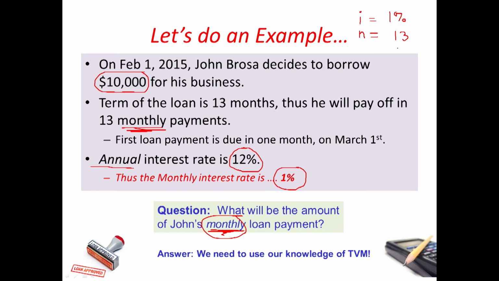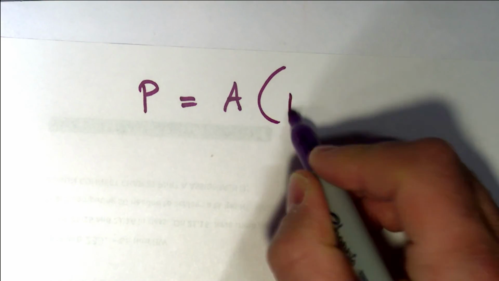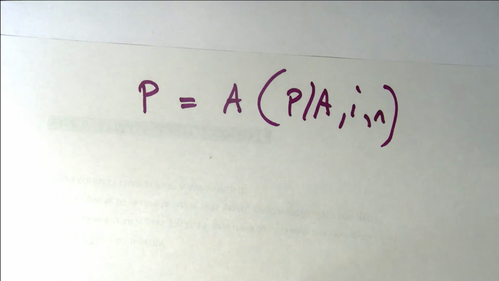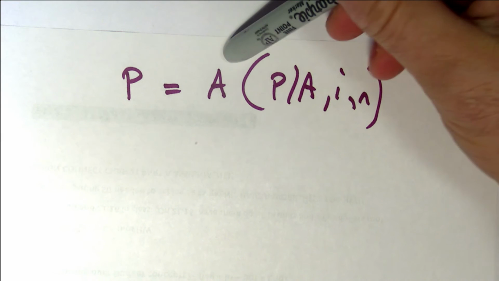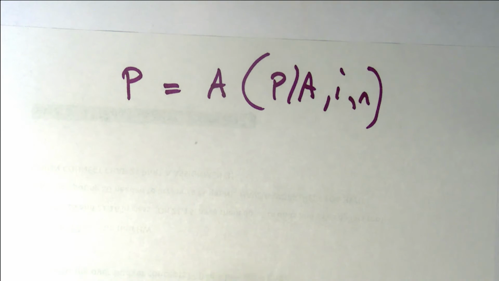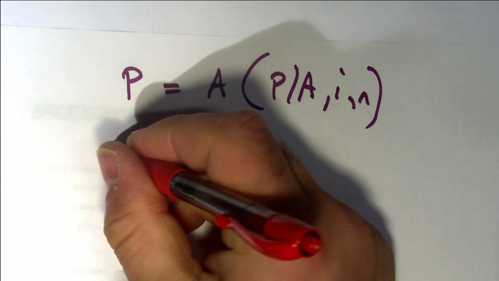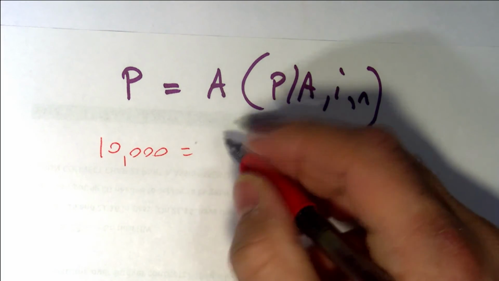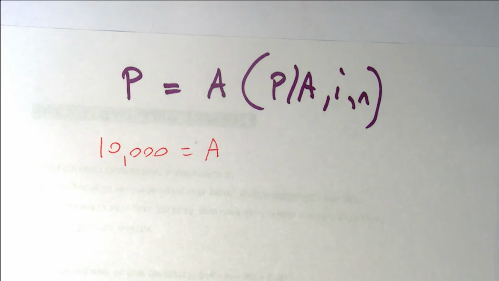Okay? Let's go to the document camera. Okay, P equals A, P slash A, I, N. You remember that? Okay, go back to those time value of money lessons if you don't. Okay, an annuity is a recurring cash flow of the same amount. Now, it says annuity, but that doesn't always need to mean annual. Okay? Now, we know our present value. The present value of this loan is $10,000. Okay? We're trying to figure out the recurring monthly payment he has to pay.